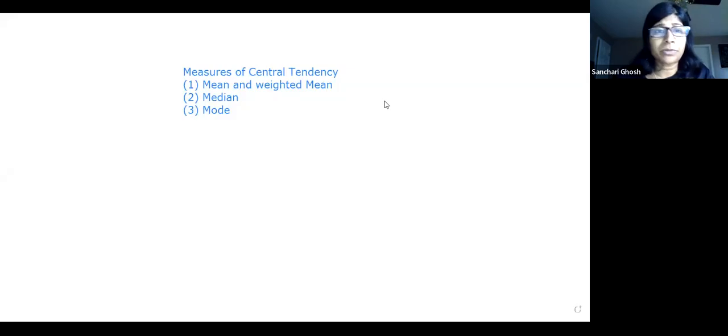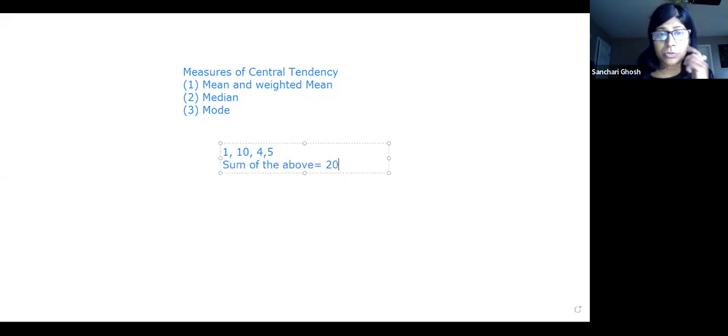Let's just take a hypothetical example. I was thinking about a good hypothetical example. I wrote just four little numbers here. So these will be 1, 10, 4, 5. The sum is 20. What is the mean? The arithmetic mean, or any kind, we are not going into the weighted mean until now. So if you just take the arithmetic mean, it will be 20 divided by 4, which is 5.